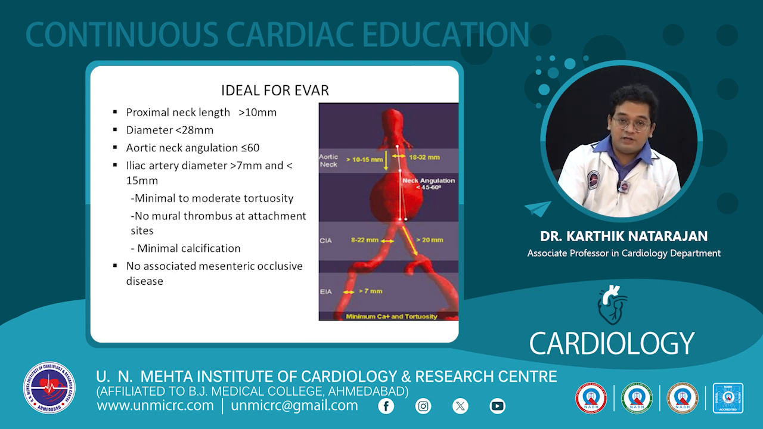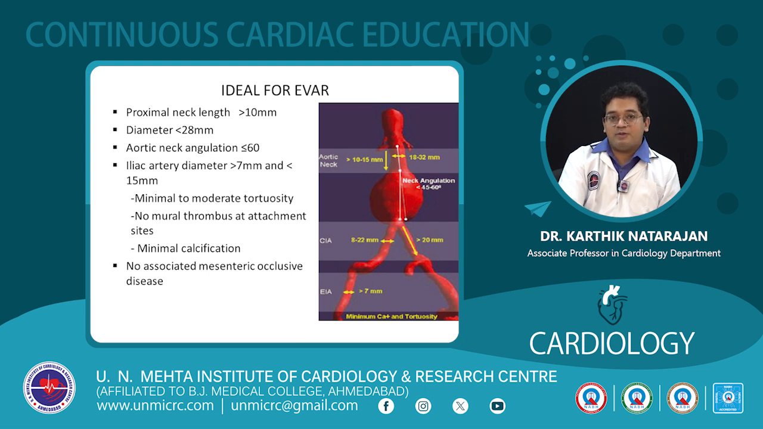Ideally more than 15 millimeters, although some of the devices claim that even with an aortic neck of just more than 10 millimeters, you can actually implant the device. The diameter should be less than 28 millimeters. The aortic neck angulation should be less than 60 degrees.